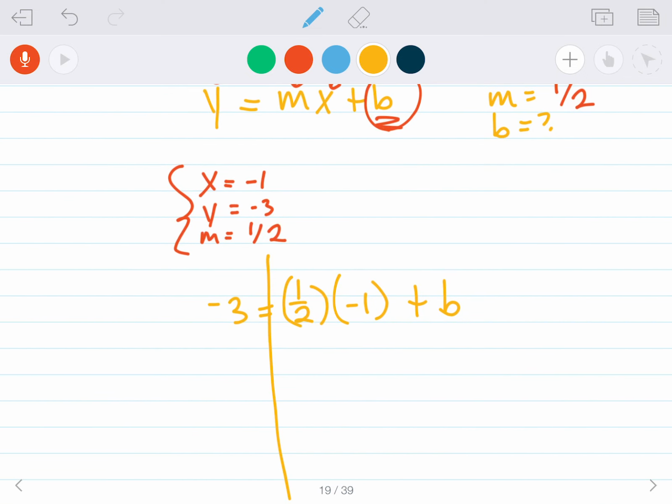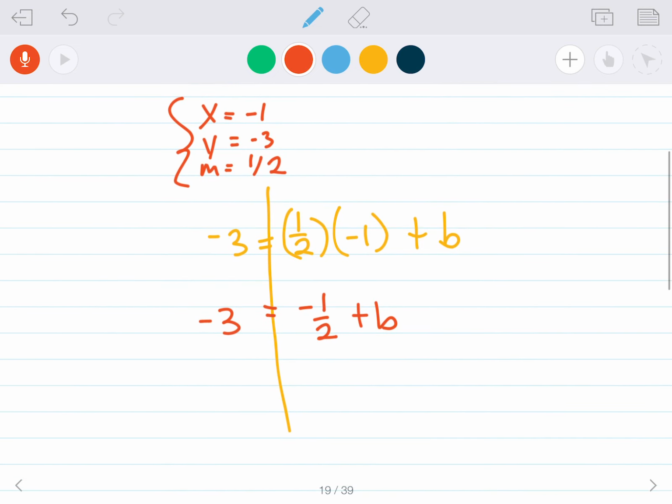Okay, now this is just a regular equation. We're solving for a variable, which is b, and we just want to condense this as much as we can and then solve. So on the right side, if I do 1/2 times -1, that's going to give me -1/2. Now I want to get b by itself, so I need to undo subtraction of 1/2 by adding 1/2 to both sides.